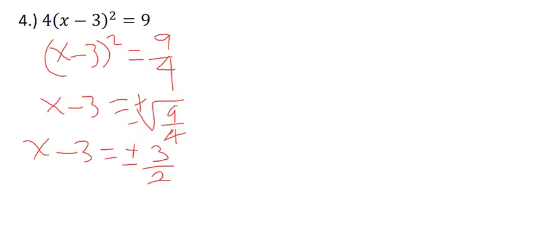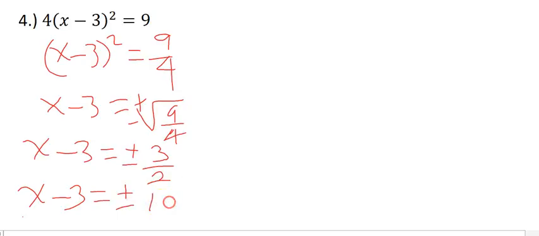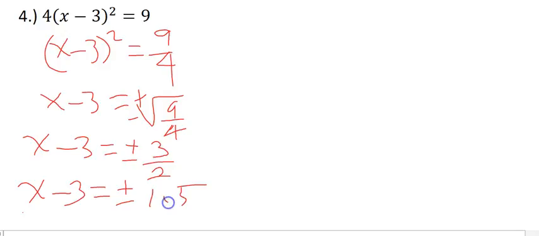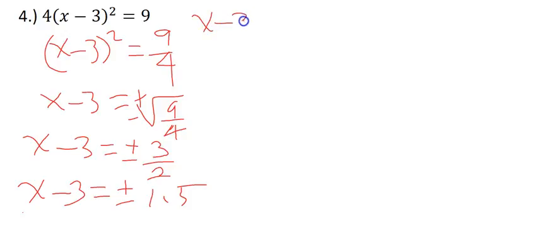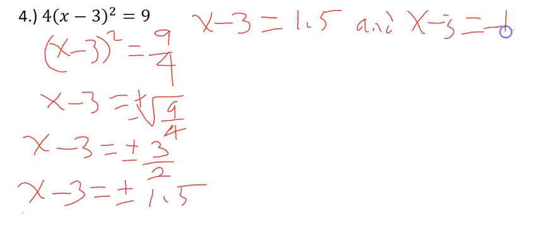Okay, so now we can make it decimal. X minus 3 is positive and negative 1.5. So if we go further and simplify that, either x minus 3 is positive 1.5, or x minus 3 is negative 1.5.